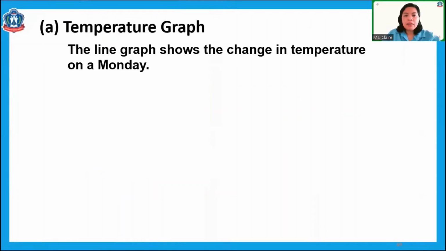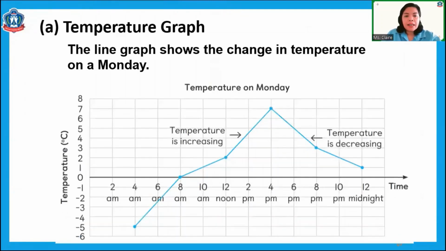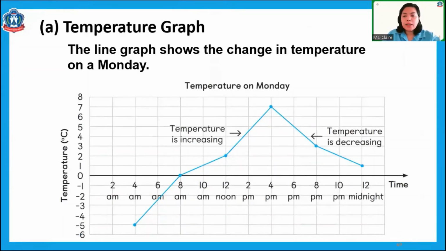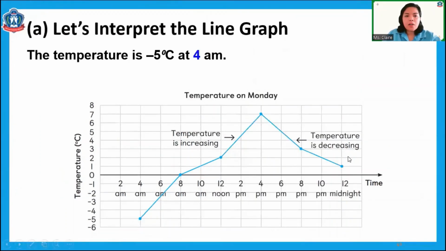Okay, I have here another example of a line graph. This line graph shows the changes in temperature on a Monday. Take a look, children. Okay, so let's interpret this line graph. The temperature is negative 5 degrees Celsius at 4 a.m. 4 a.m. is here and the temperature is this one, so negative 5 degrees Celsius.